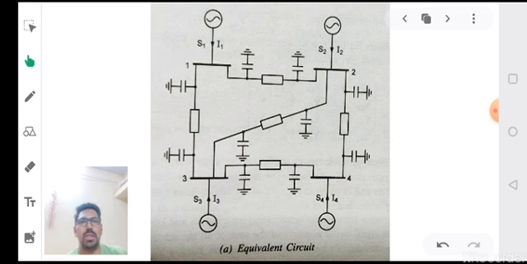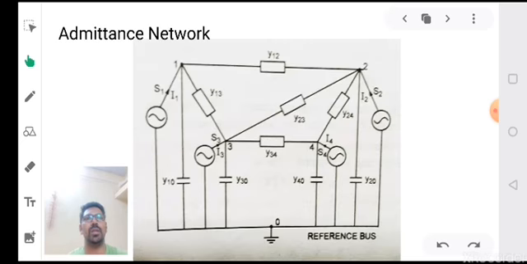Now this is the equivalent circuit diagram for the previous single line diagram. What we have done here is draw the equivalent pi network. This is the shunt capacitance, these are the generators, and this is the shunt capacitance. So we convert the above single line diagram into an equivalent pi network. Now convert that equivalent pi network into an admittance network, as we have to find the bus admittance matrix. So we need the admittance network.